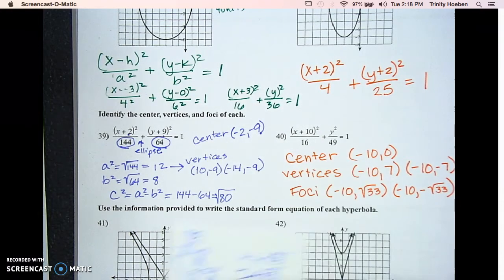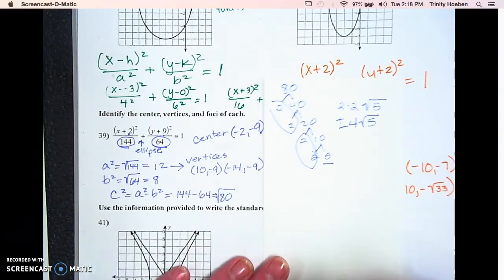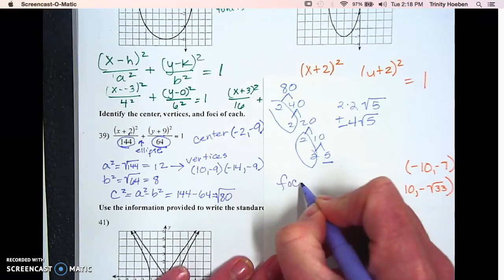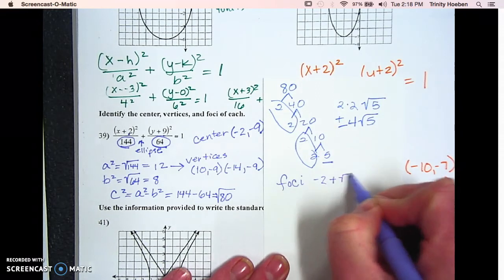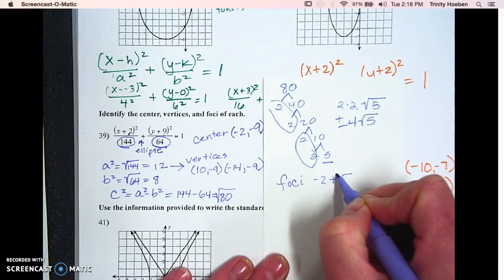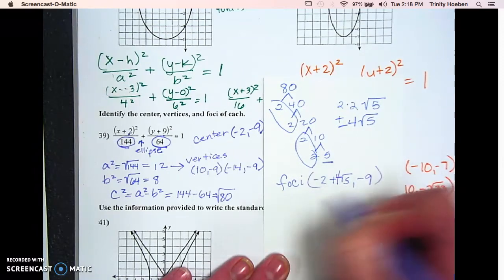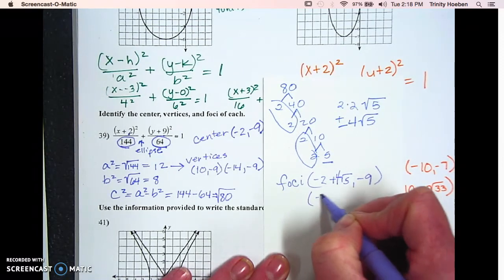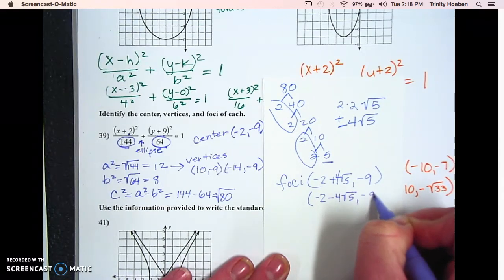We're going to either add that or subtract that to get our foci. So our foci is going to be at -2 plus 4 square roots of 5, -9. And the other one will be at -2 minus 4 square roots of 5, -9.